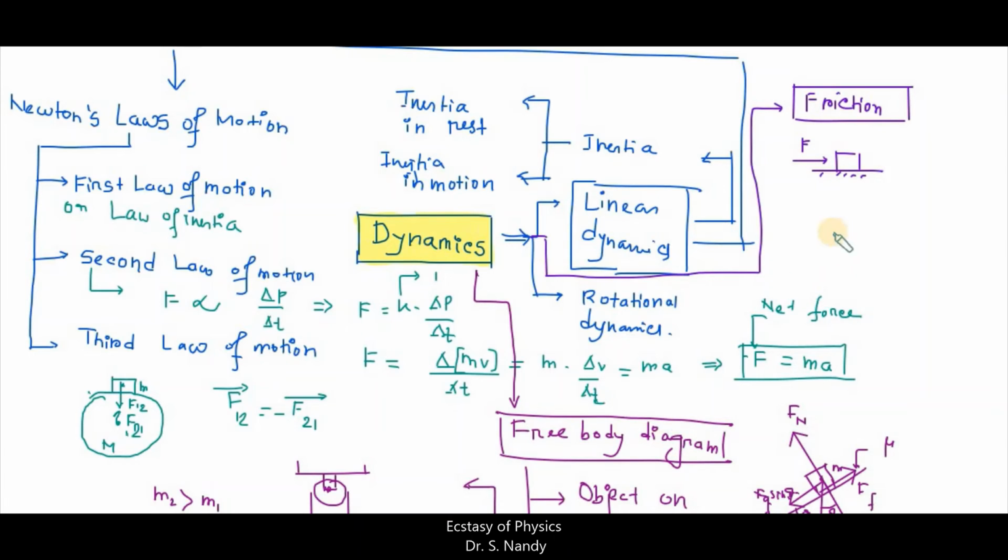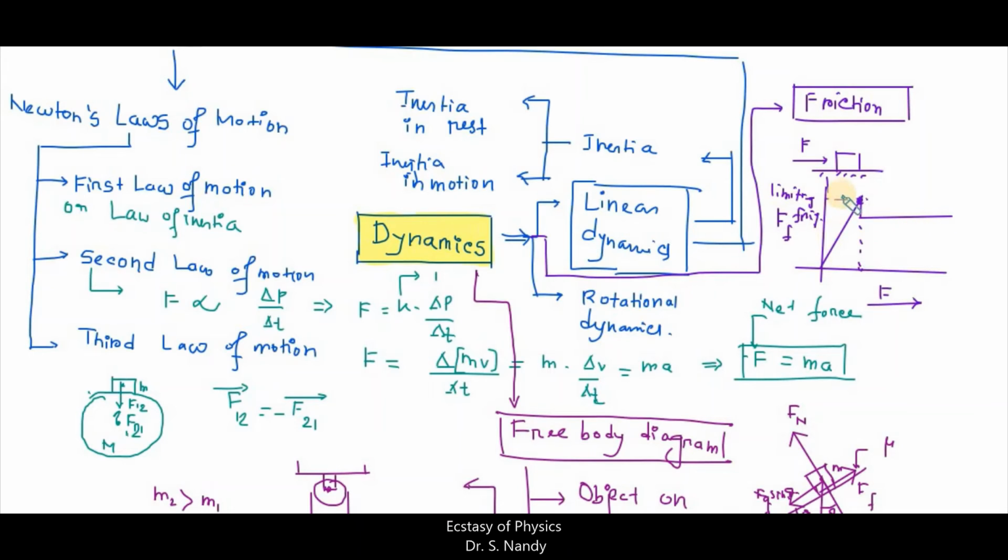The graphical representation of the frictional force and the applied force can be obtained like this, where the y-axis represents the frictional force and the x-axis represents the applied force. Up to a certain maximum value we get the maximum frictional force, and that point represents the limiting friction. Beyond that, if the applied force is increased, the object will be in a moving condition.